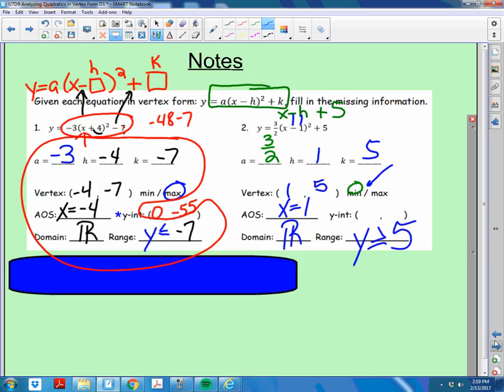Squared, times 3 halves, 1.5 plus 5. And that's where most kids mess up. They do all the right steps, but then they don't add the 5. It's (0, 6.5). Okay, (0, 6.5). Any questions on that? Joe, you got this? Okay.